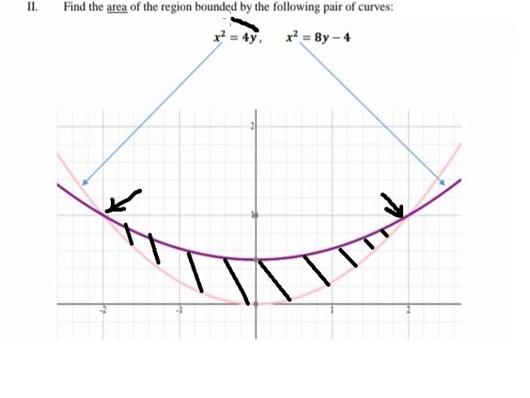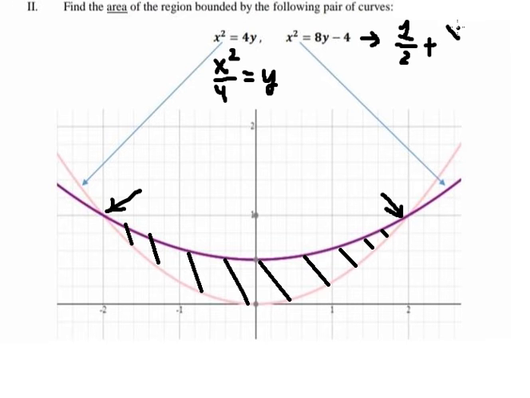So we have this one in here. So we need to divide both sides by number 4. And this one, I will move negative number 4 to the left, and we divide both sides by number 8. So we will have 1 over 2 plus s squared over 8 equals y.